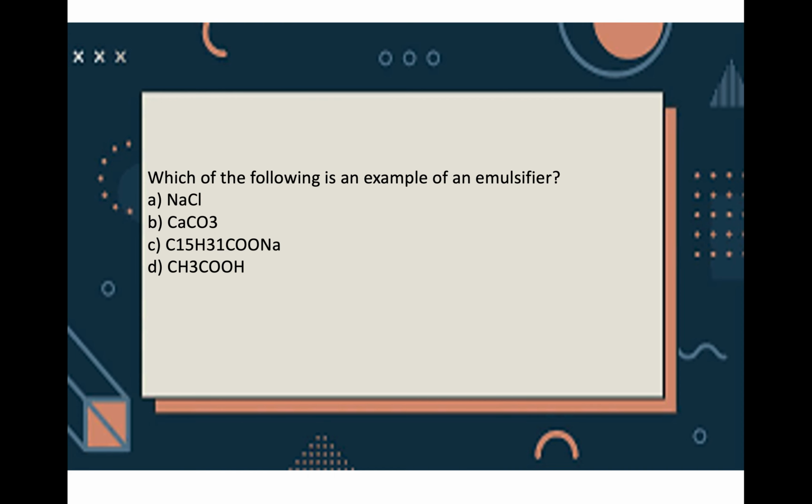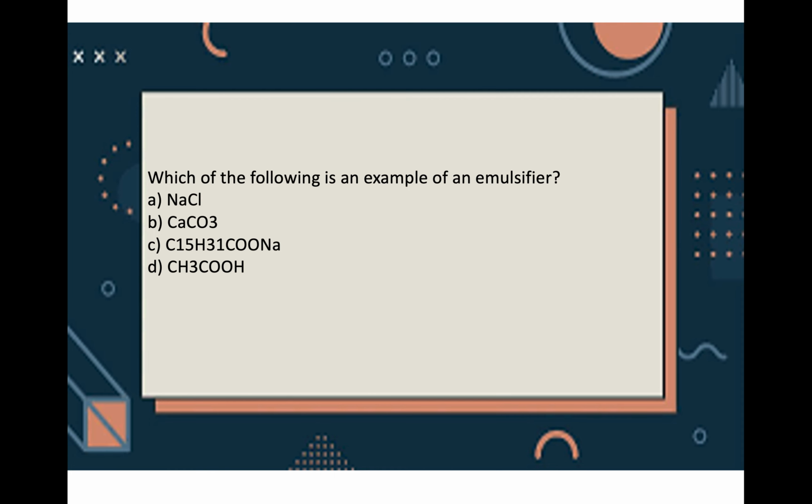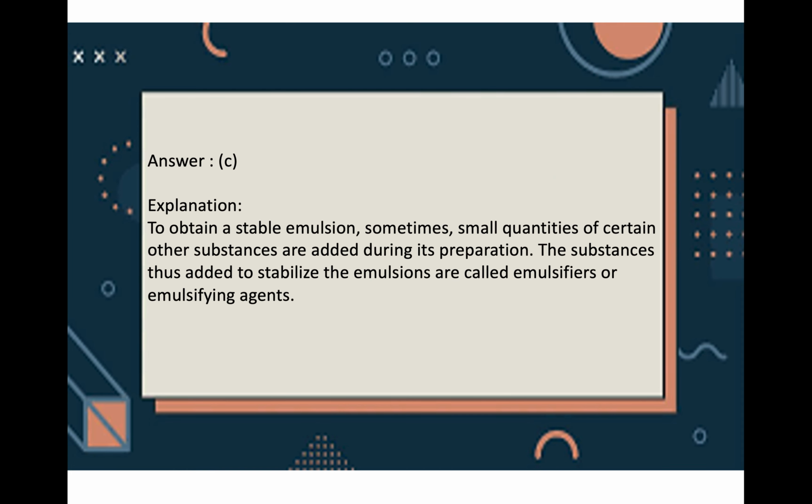C15H31COONa, or CH3COOH? So, the answer is the third choice, that is C15H31COONa. Here, if you want to get a stable emulsion, you have to add small quantities of certain substances during the preparation. Such substances are known as emulsifiers. Their function is to stabilize the emulsions.